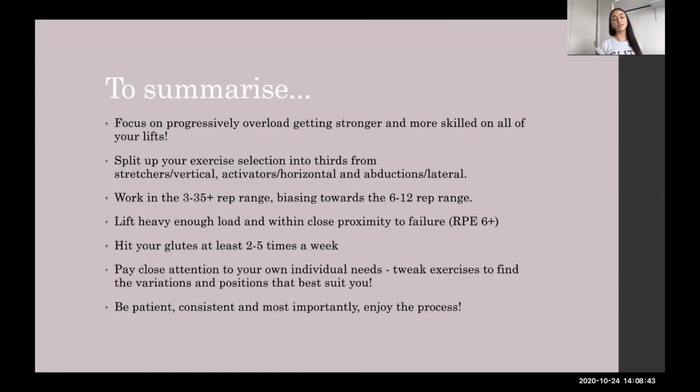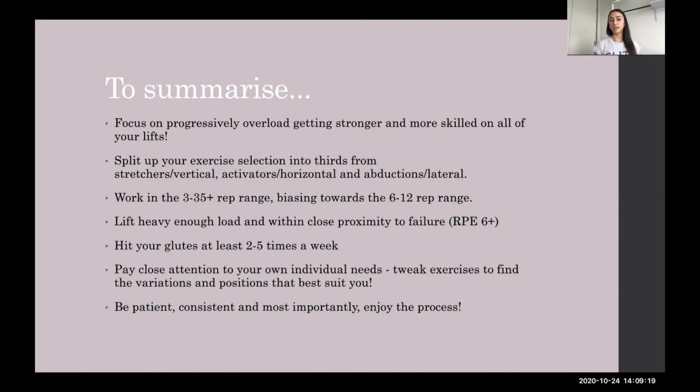So to summarize, focus on progressively overloading and getting stronger over time, as well as more skilled on all of your lifts. So this is so much more fulfilling than focusing on that cosmetic goal of looking in the mirror every single 2 seconds, wondering, why are my glutes growing? Well, if you're focusing on progressively overloading, then they will be growing. So your performance should be the main focus. That body composition outcome will definitely be a byproduct.